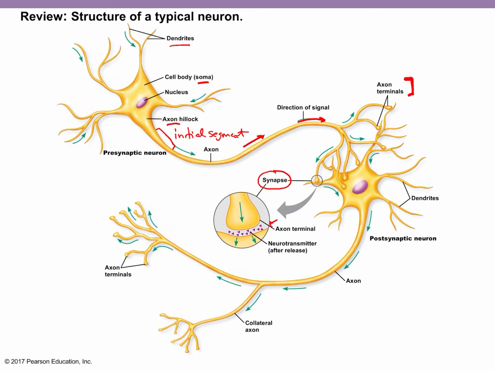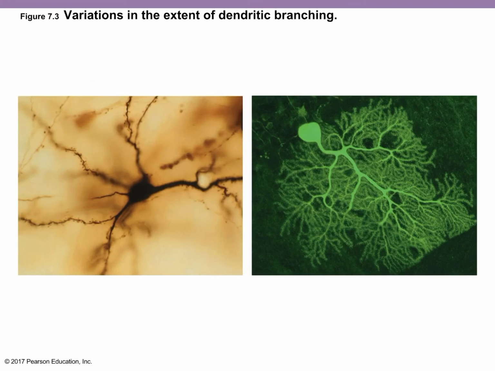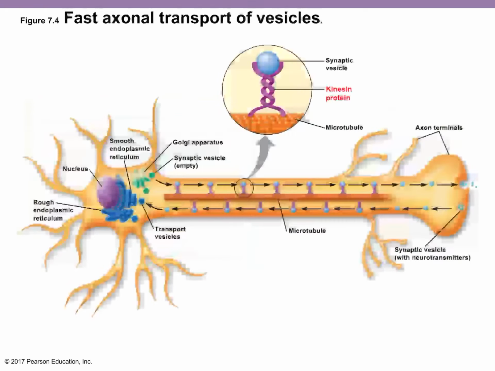Sometimes axons can split and branch, and they're called collateral axons if there is a branch. Most of the time, dendrites are the highly branched processes coming off of a neuron, and for axons, there's usually one very long process that goes to the effector organ. These are just some nice pictures of dendritic branching. You can see the very highly branched network that is made with these dendrites.